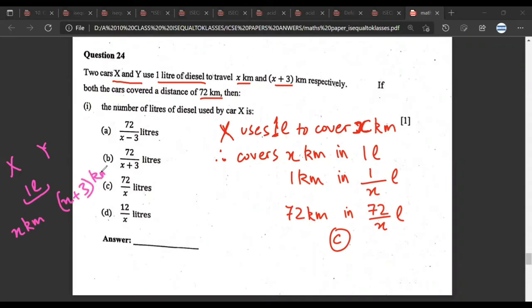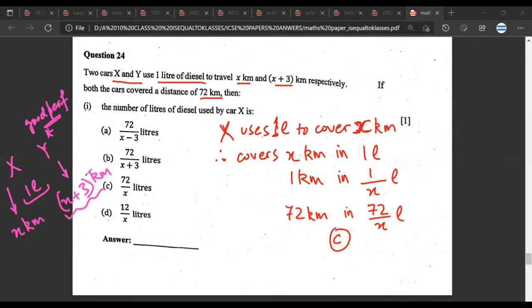Now, when you look at this question, just try to understand that Y travels X plus 3 kilometers with the same amount of petrol, diesel. But X is only able to travel X kilometers. So this is a good performance vehicle. With the same amount of petrol, it is able to run for more number of kilometers. This is the information. Just remember this information.